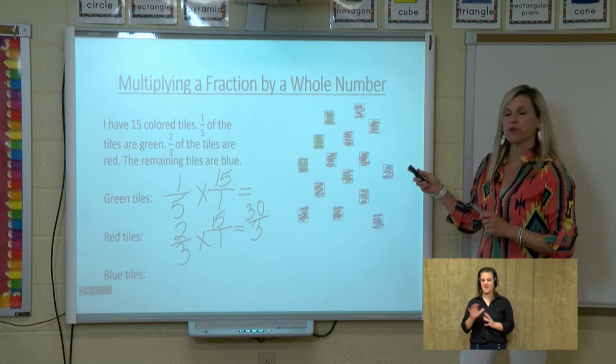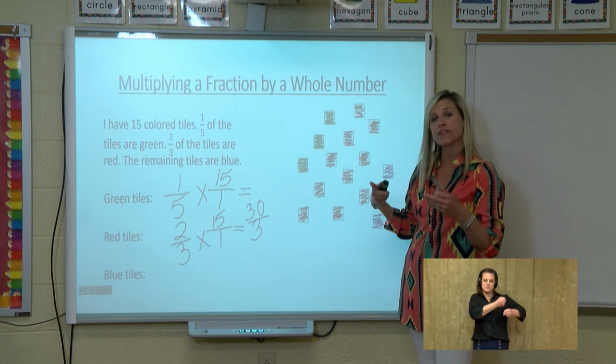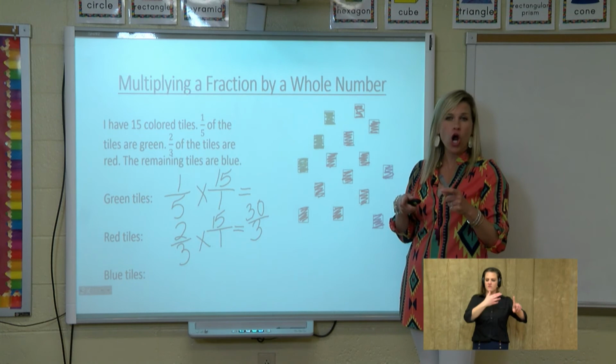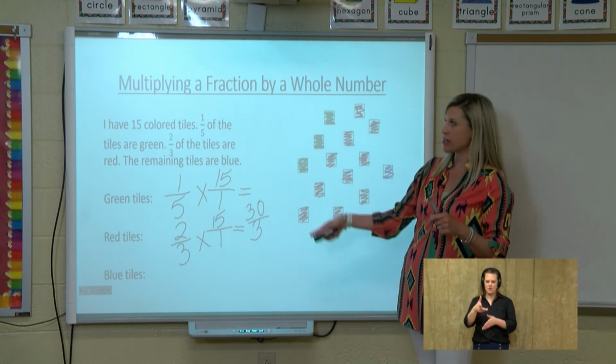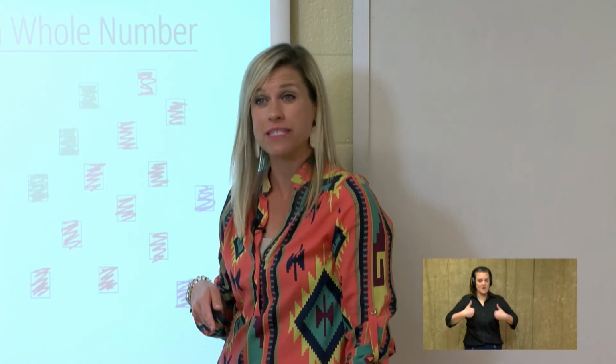And this actually is a really fun game that I have in my classroom that I use each year with my students. They have different colored tiles, and they have different cards, and they have all sorts of different scenarios with their tiles. Your teachers actually may have this game as well. It's one of my favorite games to play.